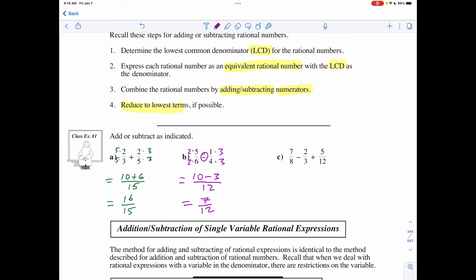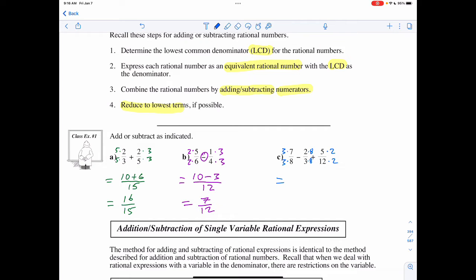Now I could realistically do this with any number of fractions. When I get to the last example here, I have 3 different fractions. So I need to look at the 8, the 3, and the 12 and say, what is the lowest common denominator between all 3 of these things? And the answer is 24. So I need to multiply the first fraction by 3. I need to multiply the second fraction by 8. And I need to multiply the last fraction by 2 so that they all have denominators of 24.